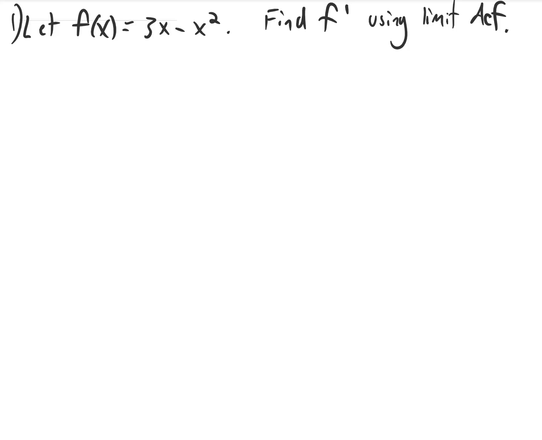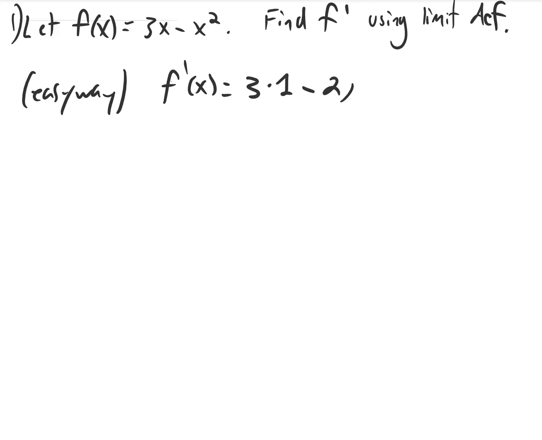Let f be the function f of x equals 3x minus x squared. Find f prime using the limit definition. Well, we know the power rule, so let's quickly find what the answer is the easy way. So f prime of x is 3 times 1 minus 2x. All right, so we know what it's supposed to come out to.